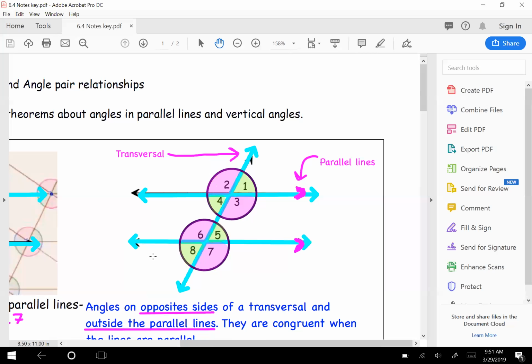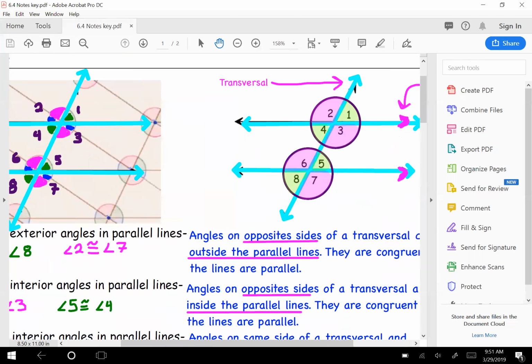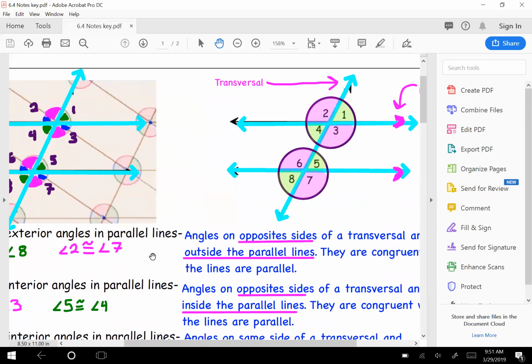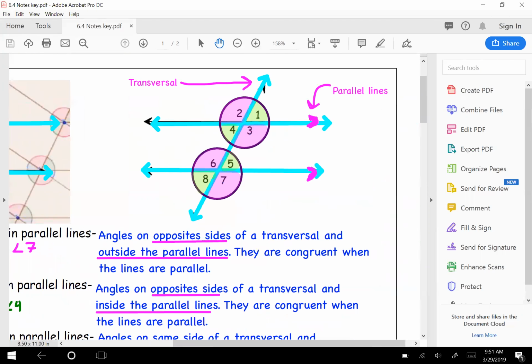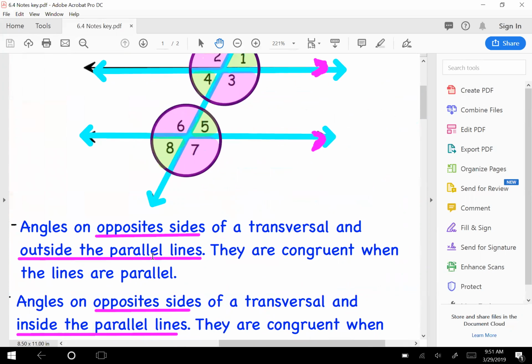Okay, the very first thing we have to define is alternate exterior angles. You guys should be familiar with these from Math 1. But let's review. Alternate exterior angles are angles on opposite sides of a transversal and outside the parallel lines. Alternate means opposite sides. Exterior is outside the parallel lines. And they are congruent when the lines are parallel.